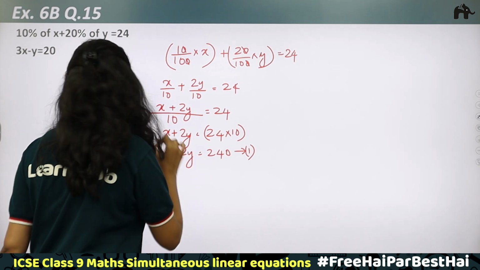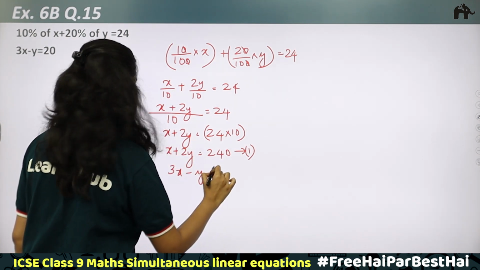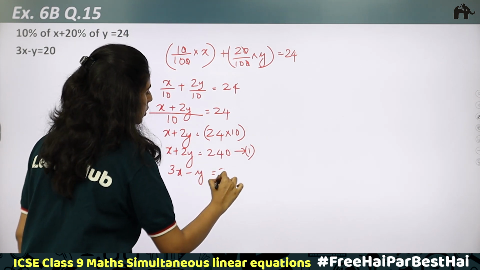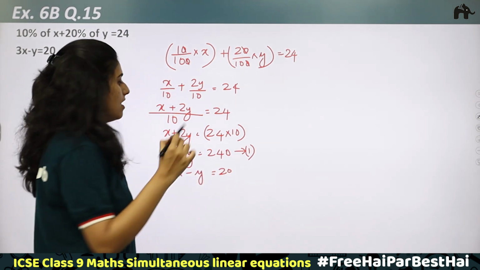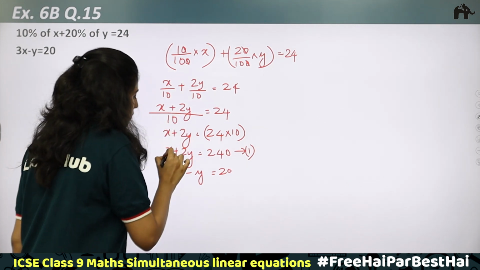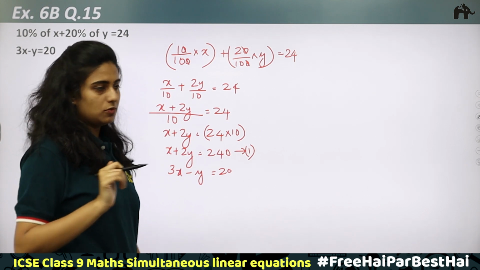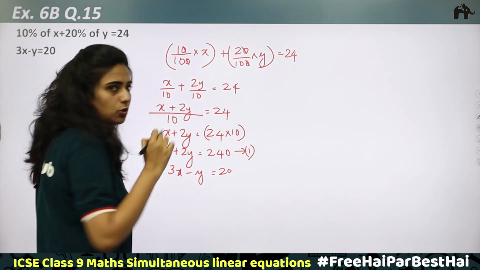Now second equation is directly given, which is 3x minus y is equal to 20. Next, either we have to make the x containing terms, that is the coefficient of x, the same or the coefficient of y the same. Here we have y coefficient 2.